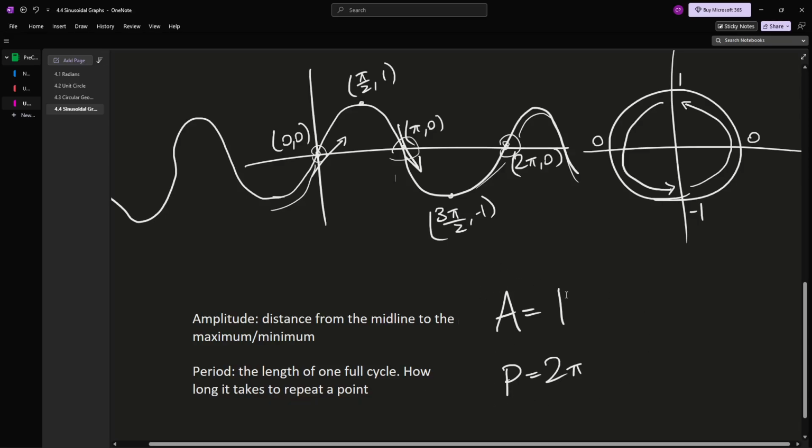And these are generic points. My amplitude is 1 for the basic function. My period is 2 pi for the basic function. So before the next video, on your own, please try graphing cosine of theta.